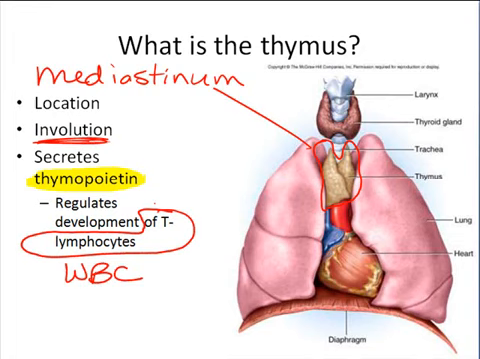When we get to learning about the immune system, we'll return to the topic of T lymphocytes and learn what specifically their role is in the body. But for now, just know that the thymus secretes thymopoietin. This thymopoietin helps T lymphocytes, which are present in the thymus, to develop and mature so that they are fully functional.